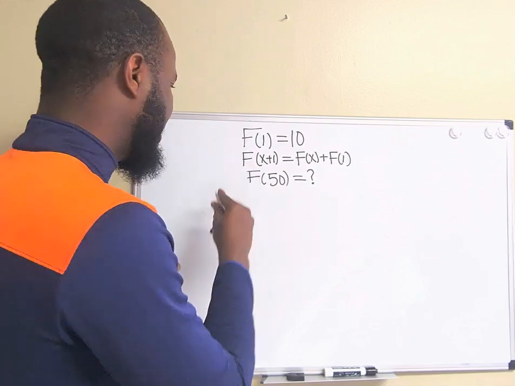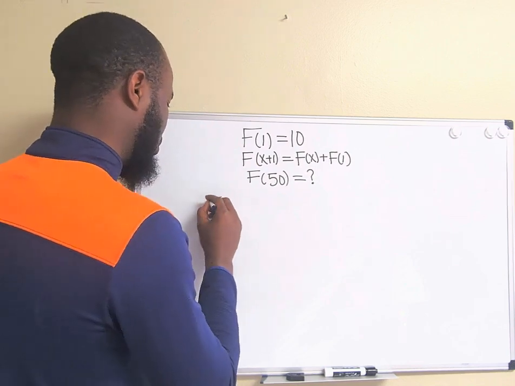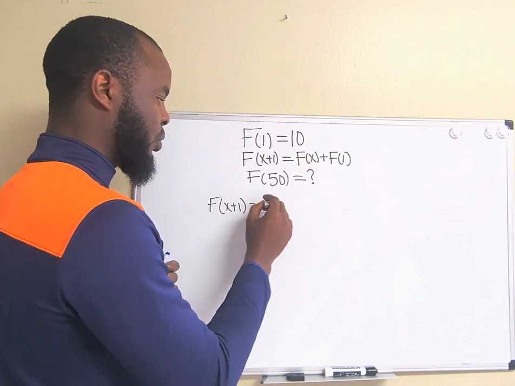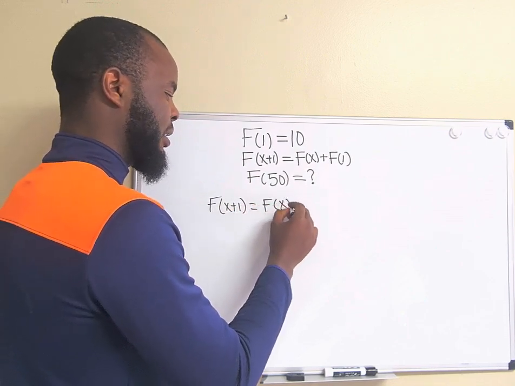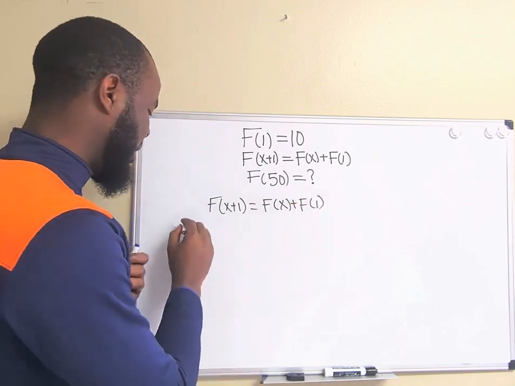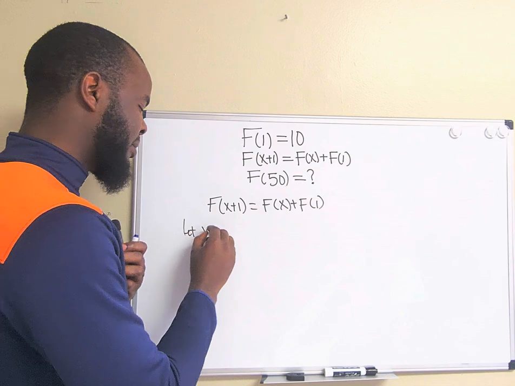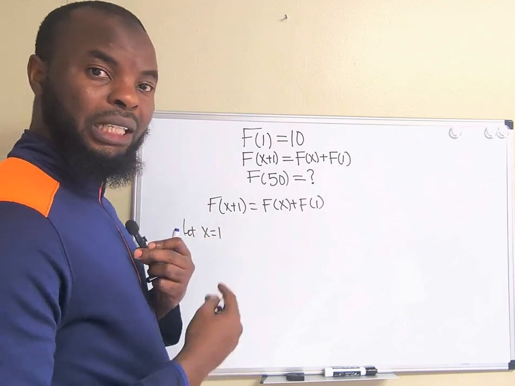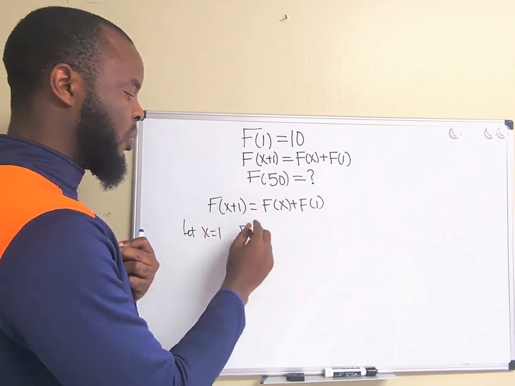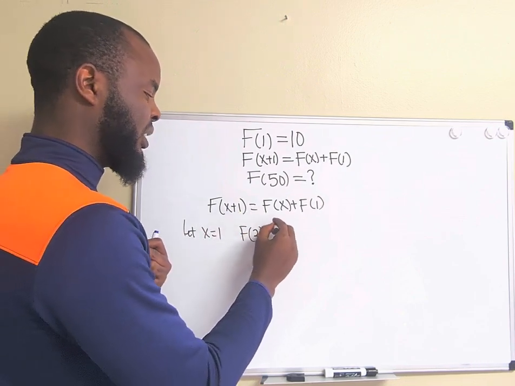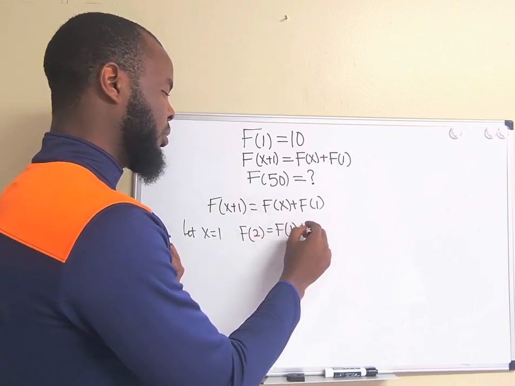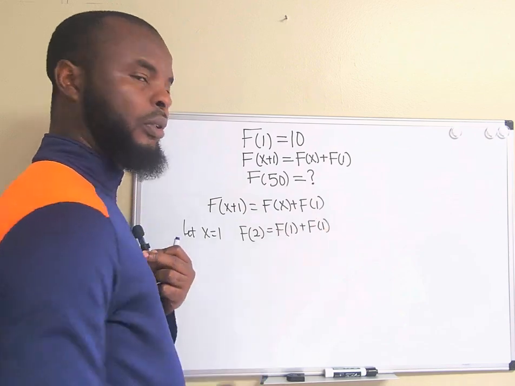Now, let's go back to this. We have f of x plus 1, which equals f of x plus f of 1. Now, let x be equal to 1. If x is equal to 1, then this is going to be f of 1 plus 1, which is 2, which is equal to, you plug in 1 here, f of 1 plus f of 1.